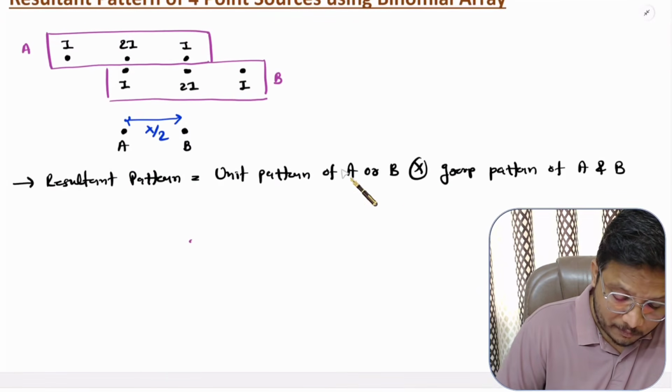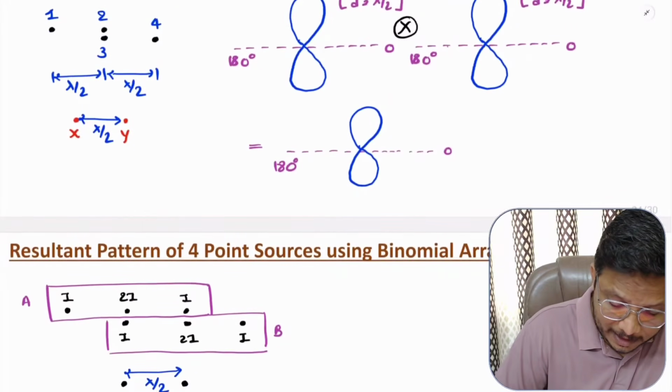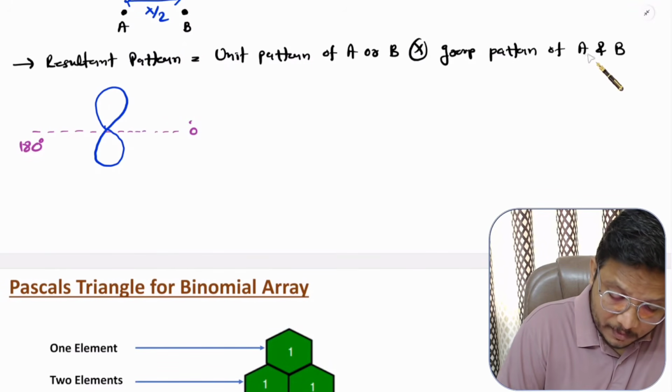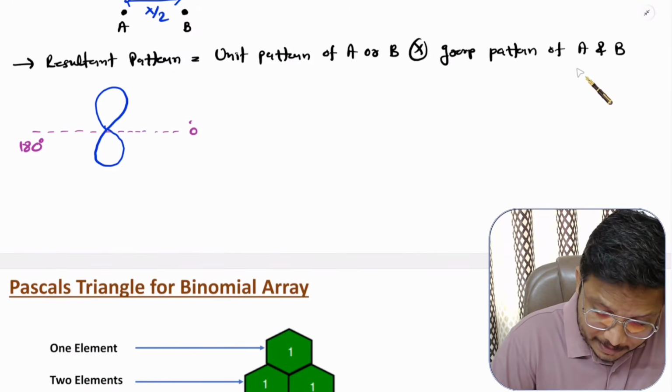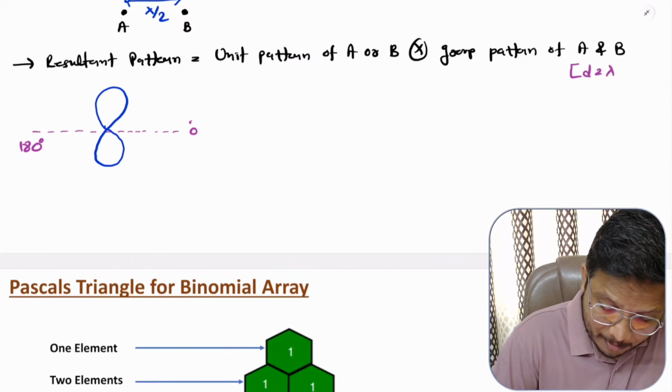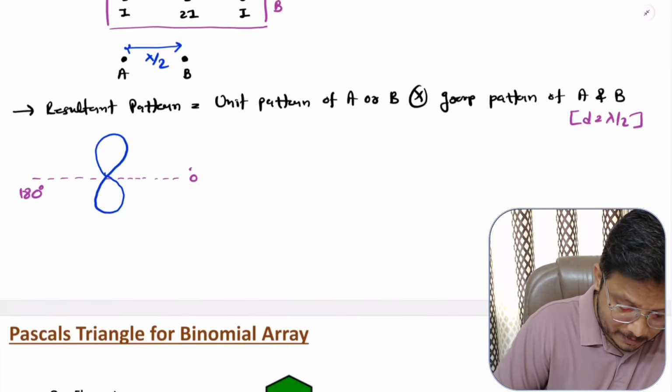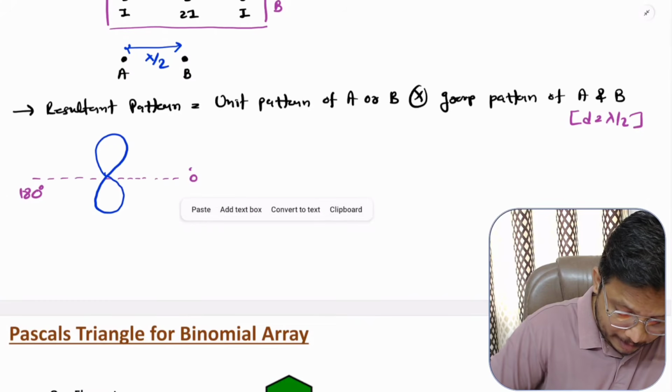So the unit pattern of A or B that we have seen, that is this. Let me take it again. And the group pattern of A and B, that is happening as per spacing d equals lambda by 2. See, the group pattern of A and B is having spacing lambda by 2, right? So that is this pattern only. Let me plot it again.